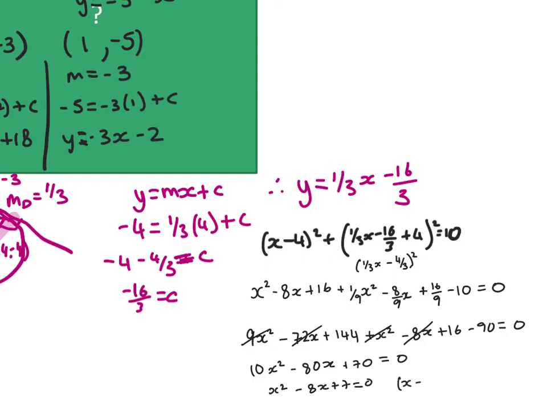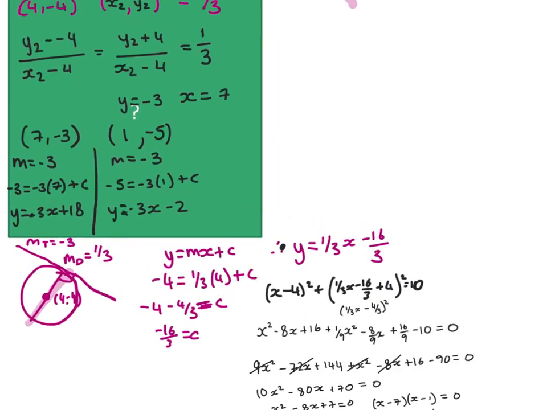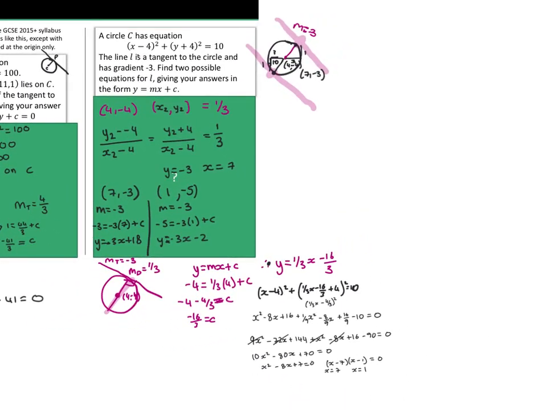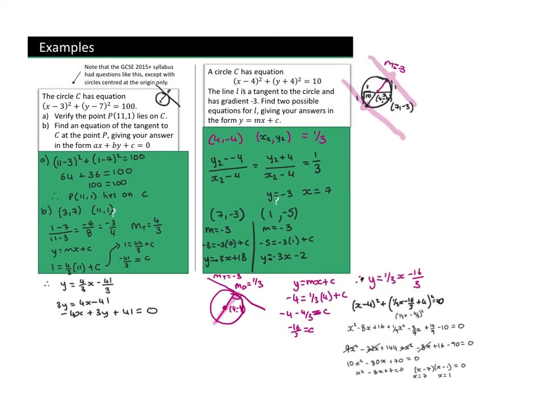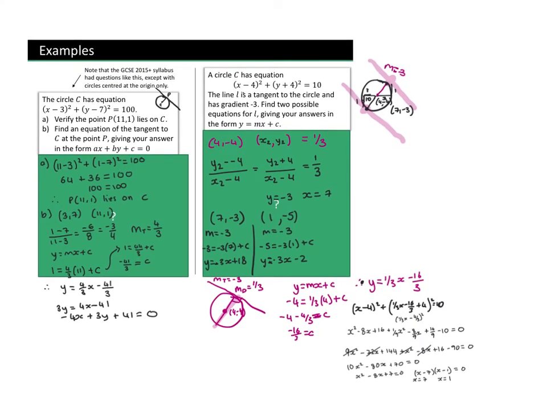So I'm going to have x minus 7, x minus 1 equals 0. So x equals 7 and x equals 1. I'm then going to substitute that back into what my y is here. So substituting that back in, let's just go up here now.